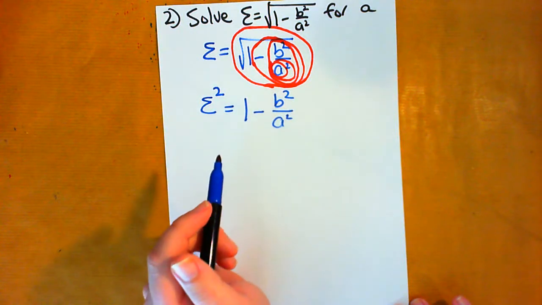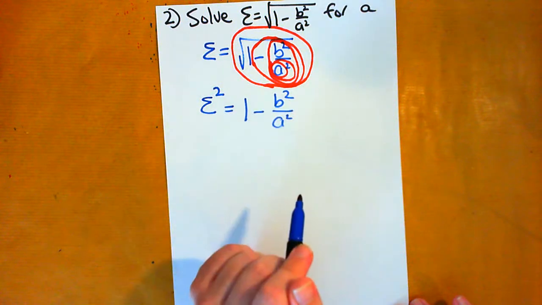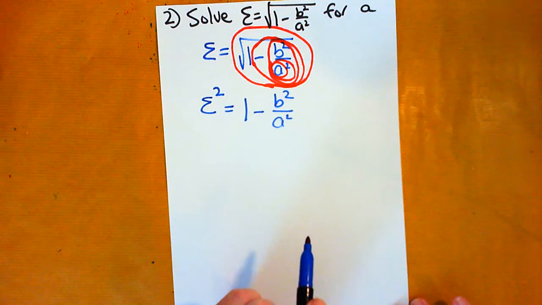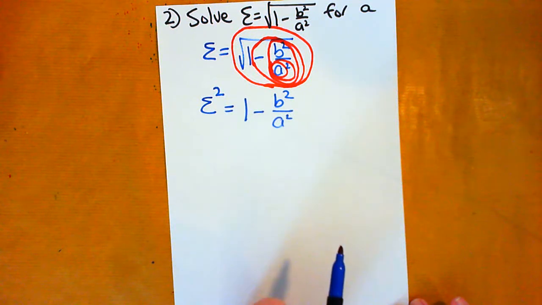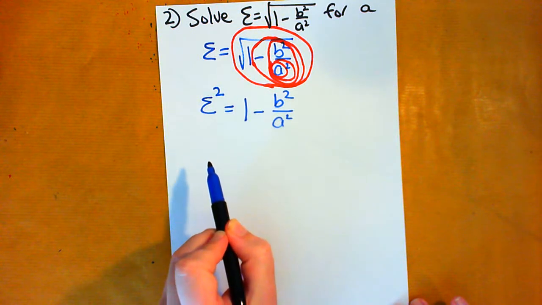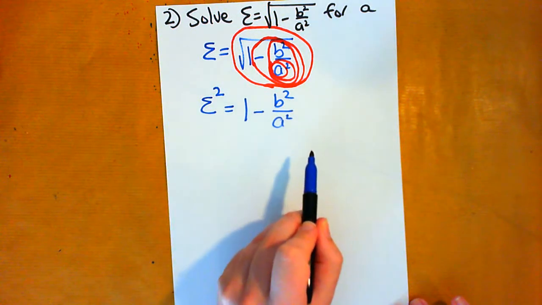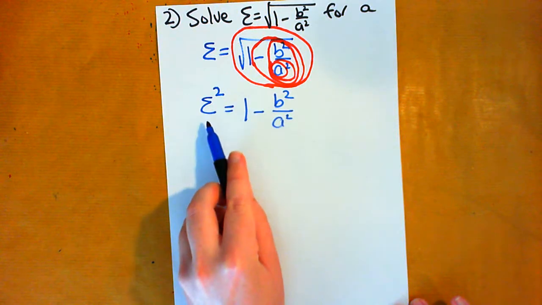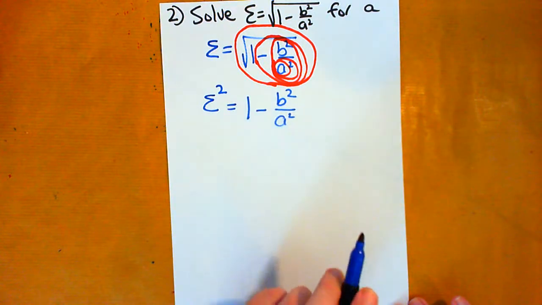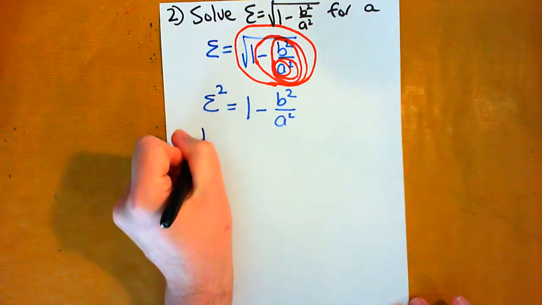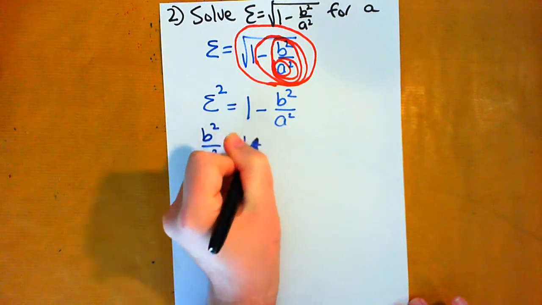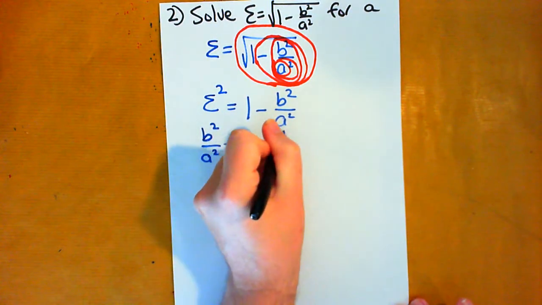There are a couple of different ways we could get rid of that. One is by multiplying the whole equation through by -1. Another way is that we could move the b squared over a squared to the left, and the epsilon squared to the right. So this term goes to this side, that term goes to this side. So those two switch places. So that becomes b squared over a squared equals 1 minus epsilon squared.